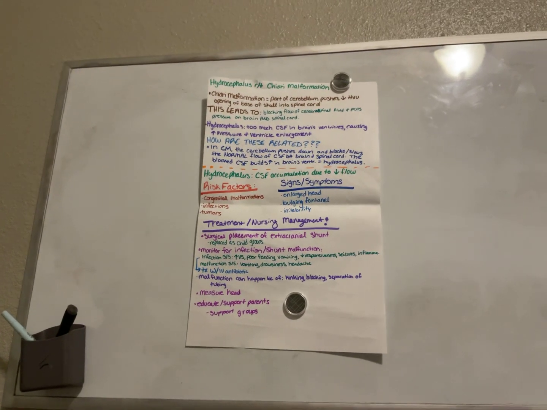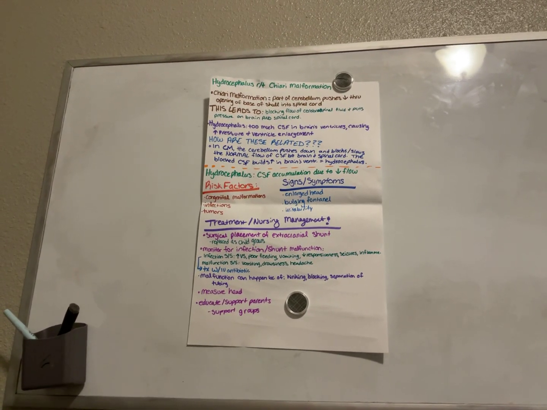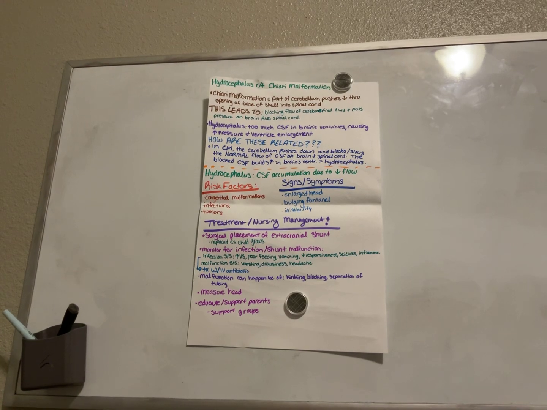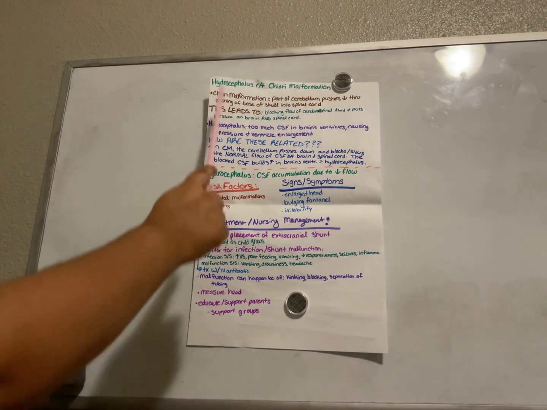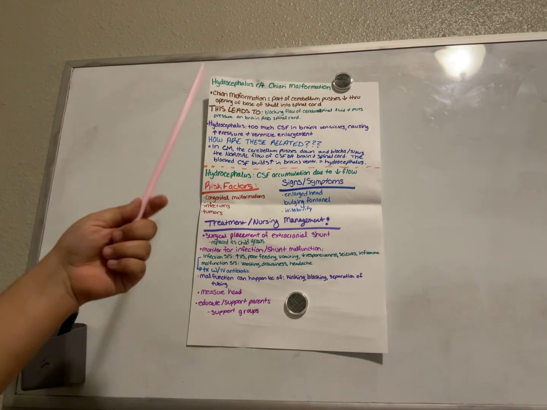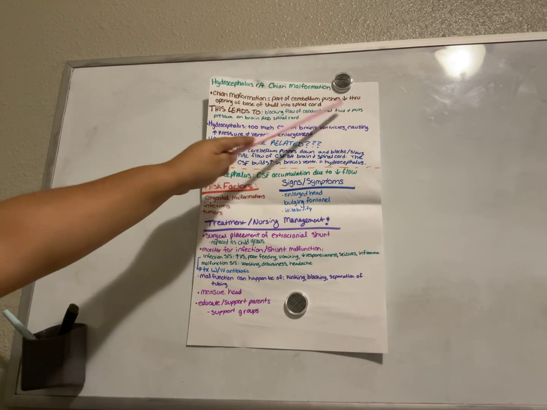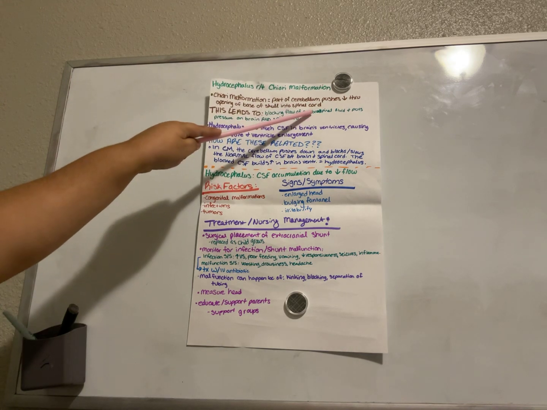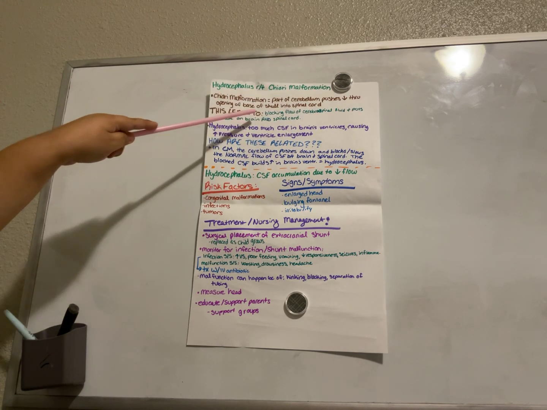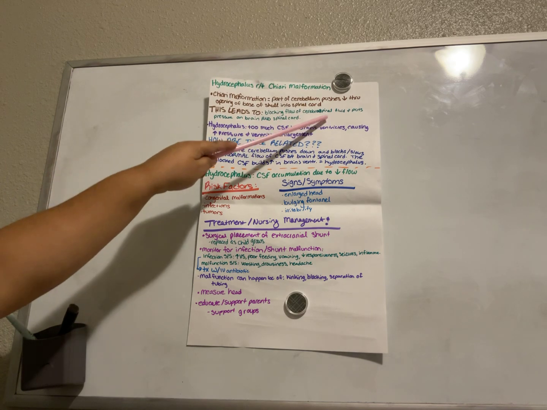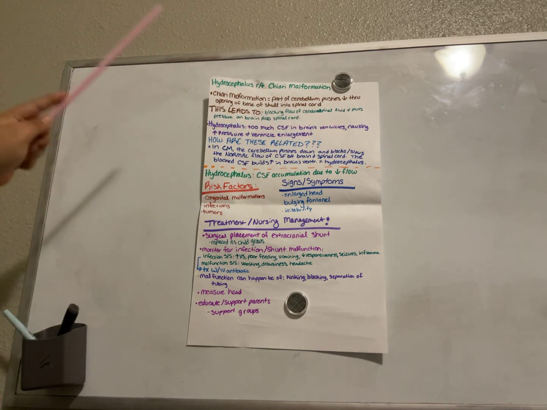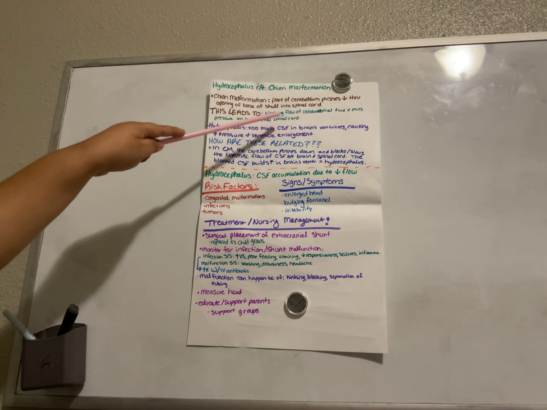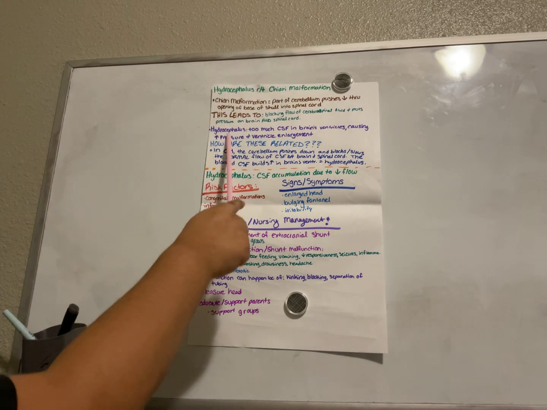Okay, so this one is going to be the hydrocephalus related to Chiari malformation. I could be saying that word wrong. So basically what the Chiari malformation is, it's whenever part of the cerebellum in the brain pushes down through the opening of the base of the skull into the spinal cord. So this leads to blocking the flow of cerebral spinal fluid and puts pressure on the brain and the spinal cord. So what is hydrocephalus?